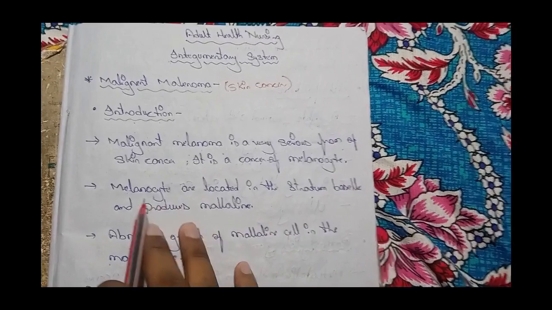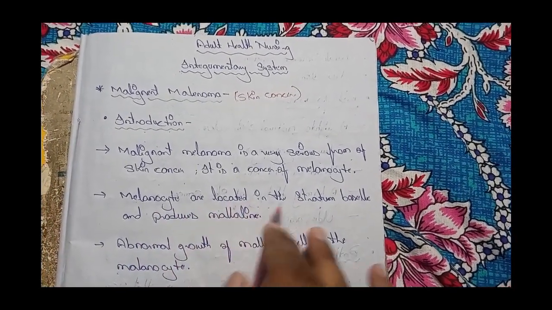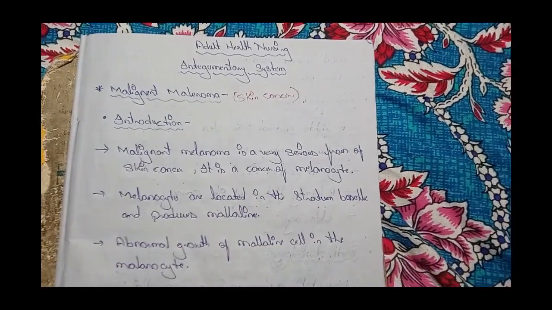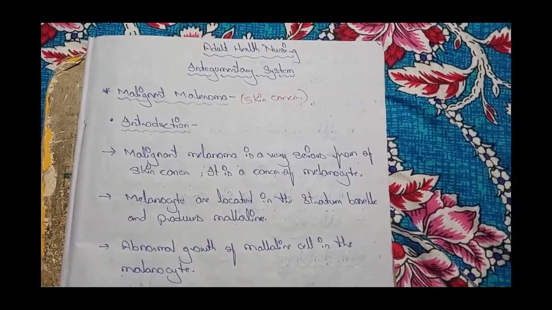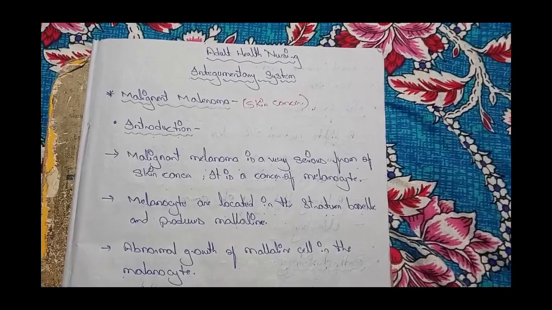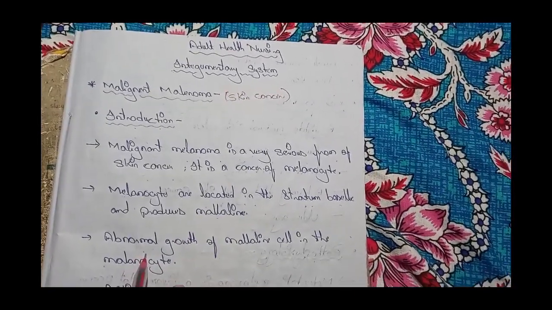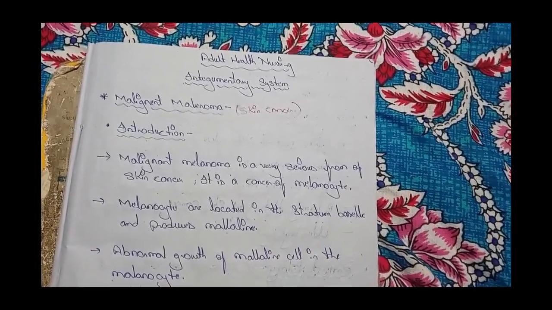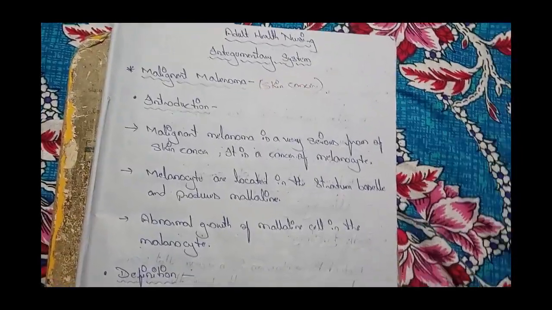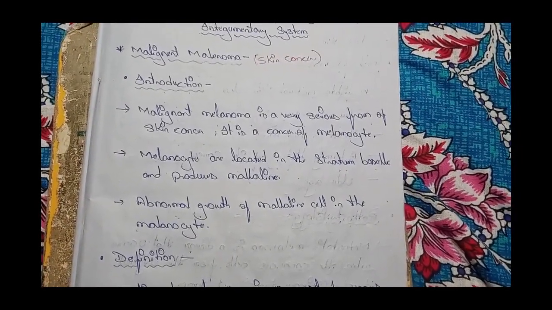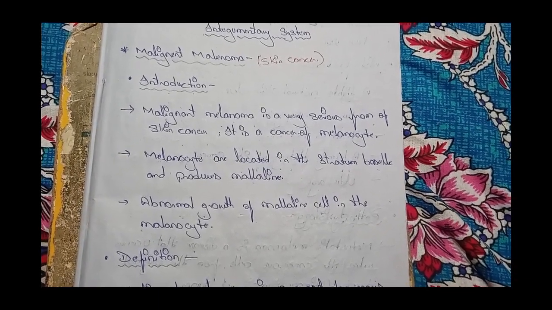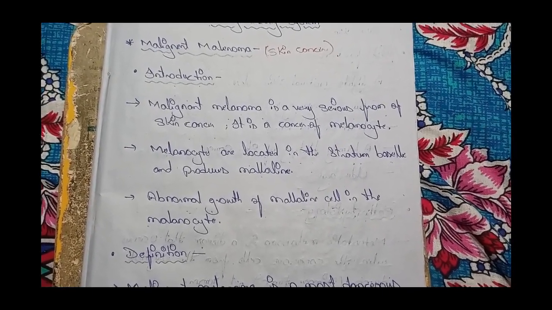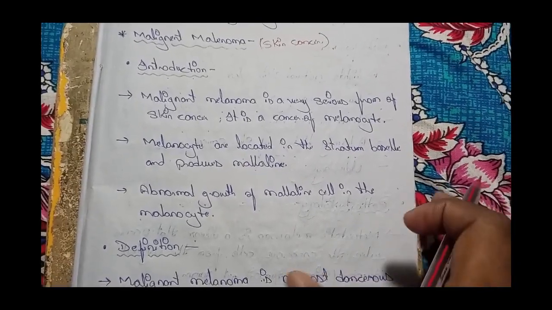So melanocytes are located in the stratum basale and produce melanin. Melanin is responsible for the skin color of individuals. So abnormal growth of the melanin cell in the melanocyte means skin cancer is happening. You all know that cancer is happening by the uncontrolled spread of cells. It is happening by a cancer cell.